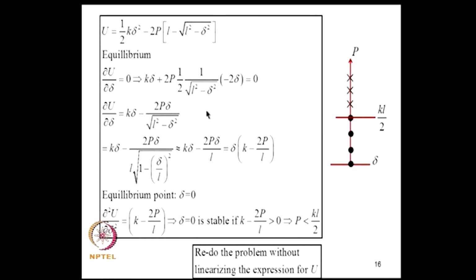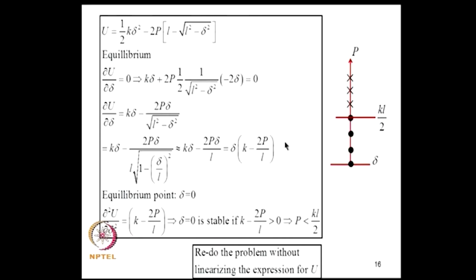Now, for the sake of simplification we can linearize this function. So, I take L outside and I have square root of 1 minus delta by L whole square, and if delta by L is small I can approximate this as K delta minus 2 P delta by L, which is equal to delta times K minus 2 P by L. Now, the equilibrium point therefore is delta equal to 0.